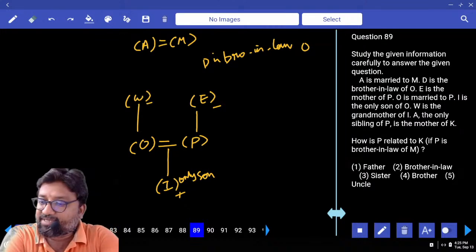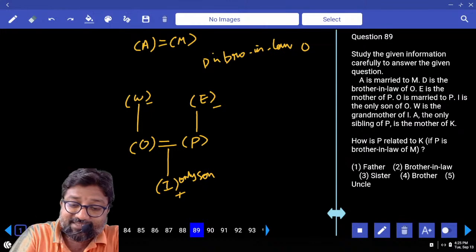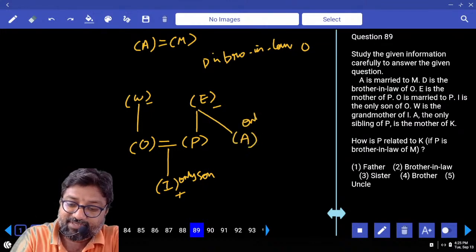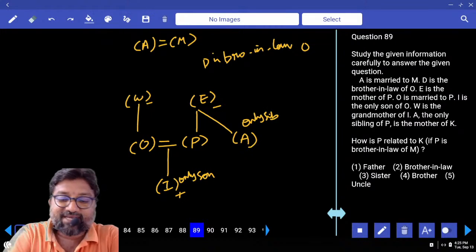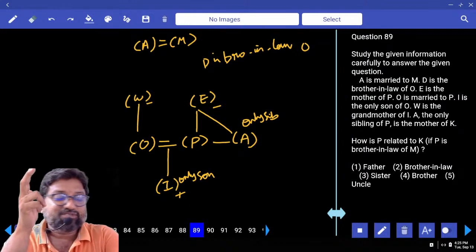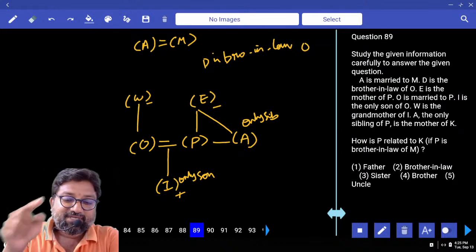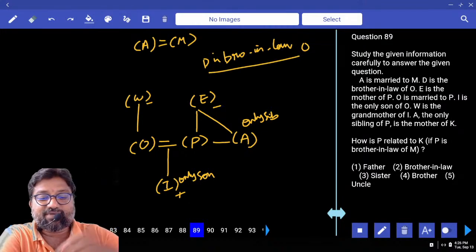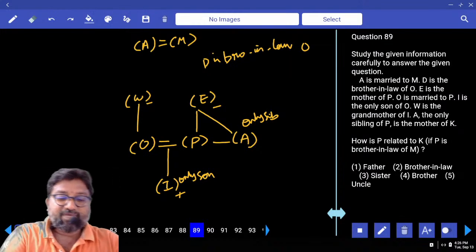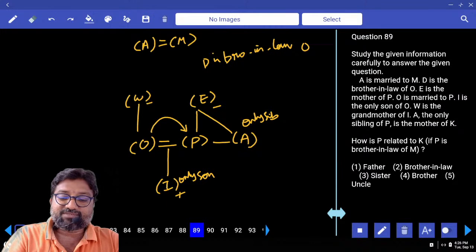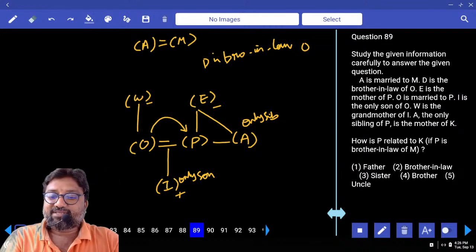Understood? A is the only sibling of P. O is the only sibling. E has how many children? In the starting, D was said to be the brother-in-law of O. Brother-in-law of O means O's spouse's brother. But O's spouse has only one sibling.